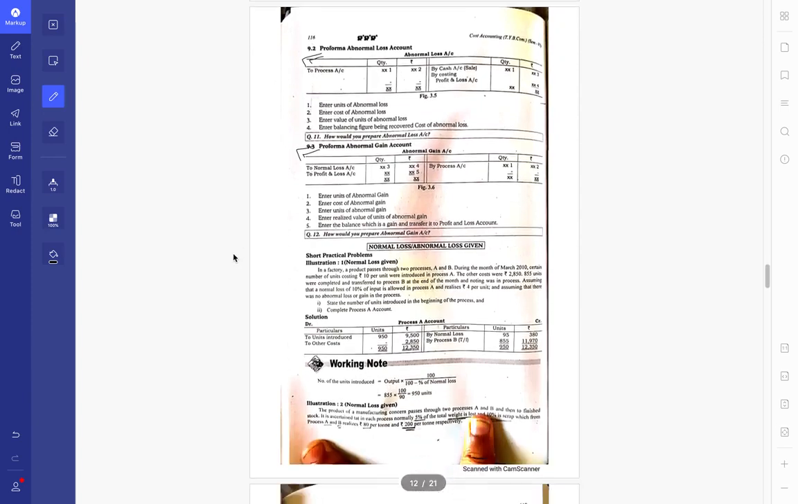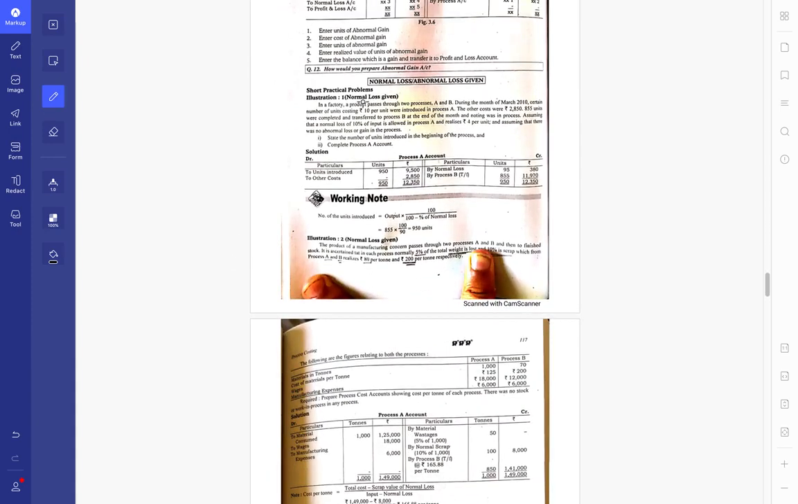I'll just take up one or two questions wherein, let's say, a normal loss is given. In a factory, a product passes through two processes, A and B. So we know that we have two processes, A and B. During the month of March 2010, certain number of units costing rupees 10 per unit were introduced into process A. So before even reading the question, we can easily start making the process account. We have the rupees column and we have the quantity column on both sides. This is the process A account. So we have two raw materials. How much?